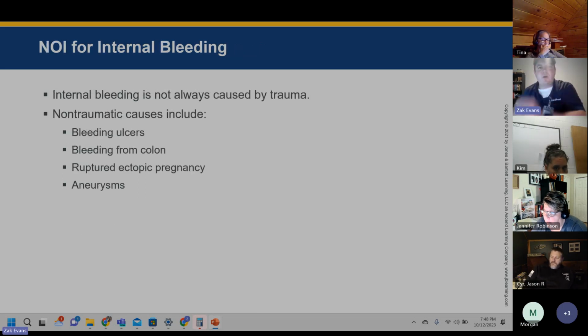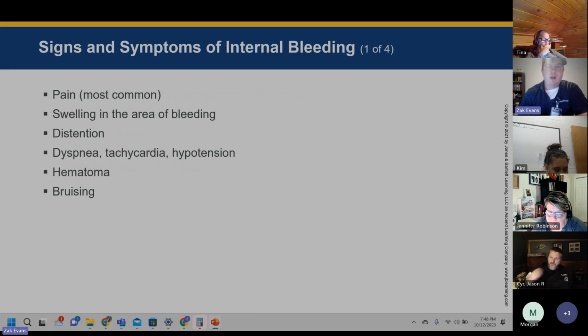Internal bleeding is not always caused by trauma. Non-traumatic causes include ulcers and bleeding from the colon. Big ones here are ectopic pregnancies and aneurysms. Common signs are pain, obviously. Swelling in the area of the bleeding. Distension. Anybody know what distension is? Air in the stomach. Yep, not always air. It could be blood. So just the stomach getting larger.